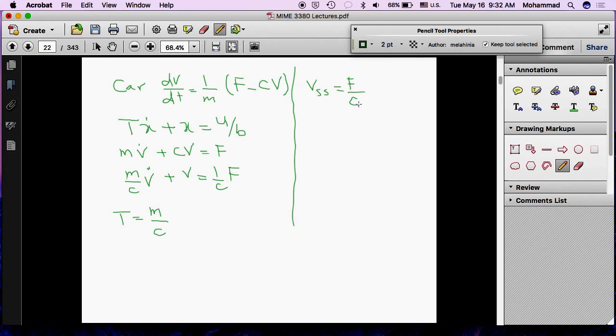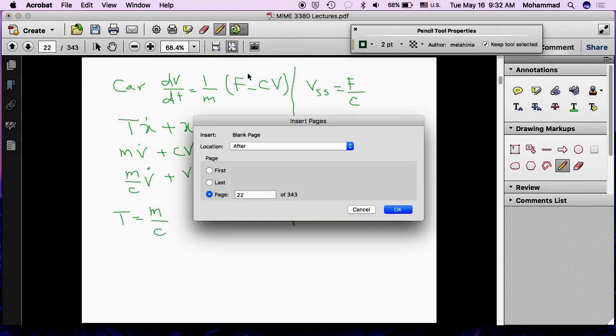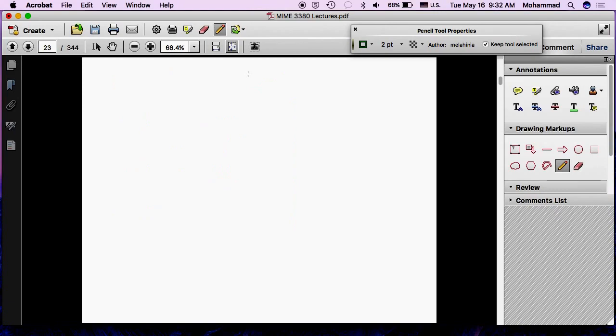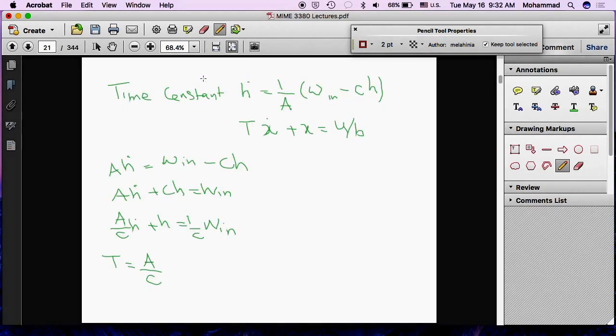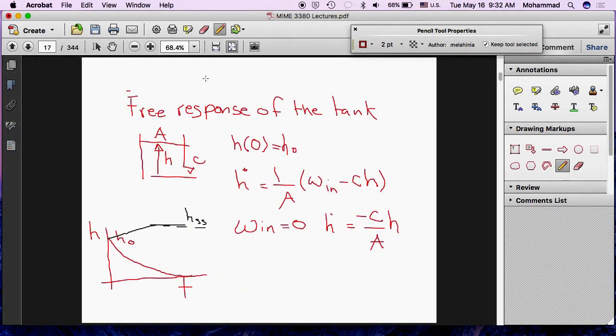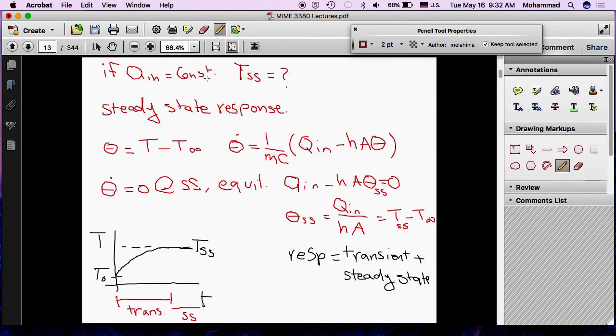Okay, so we calculated time constant for a car. What is the next example that we have to solve? It is the heat transfer system. So for the heat transfer system, we need to look at the differential equation in order to calculate the time constant. It was this equation.